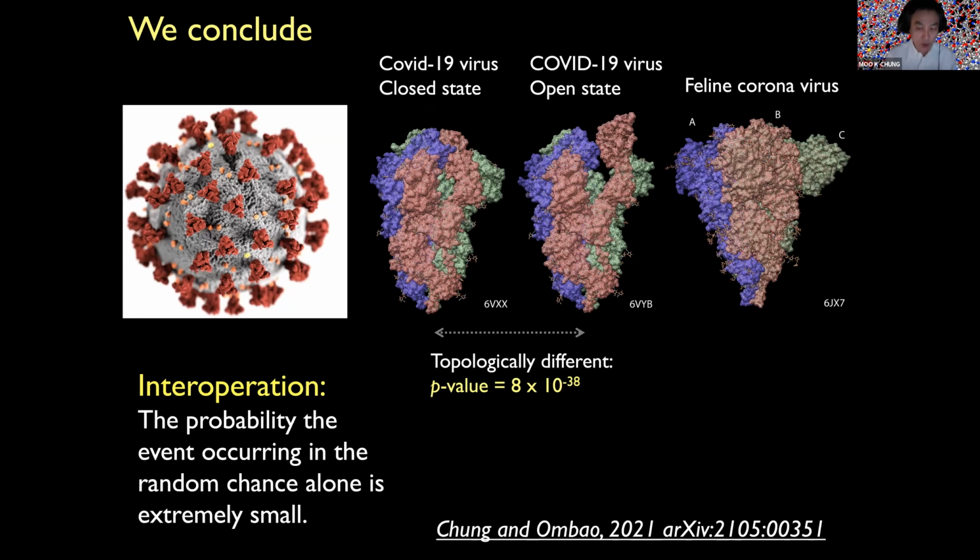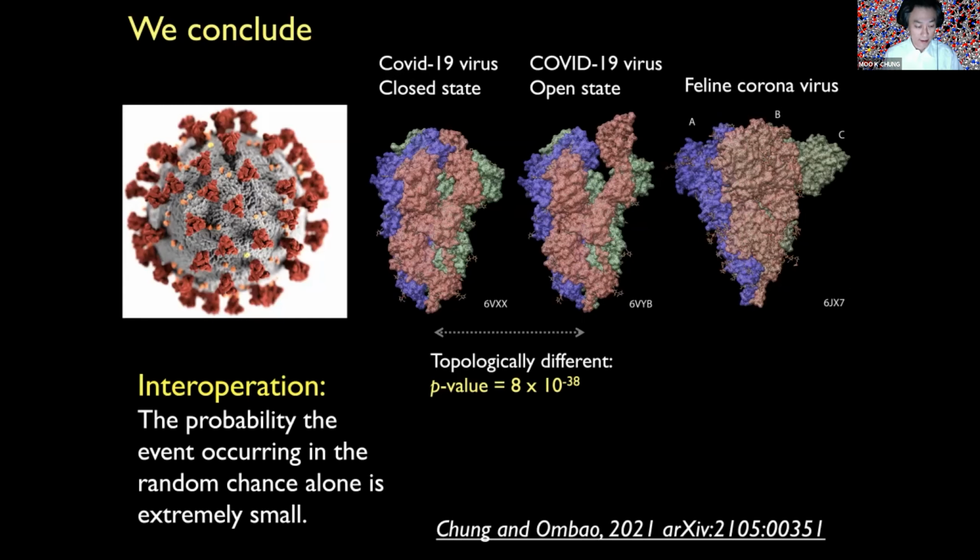Random chance is based on a null distribution, which is essentially coming from a random distribution. So that means this probability is so small that it cannot possibly happen by random chance alone. So it's a rare event, so it's likely to be signal. So my conclusion is their topology is different.